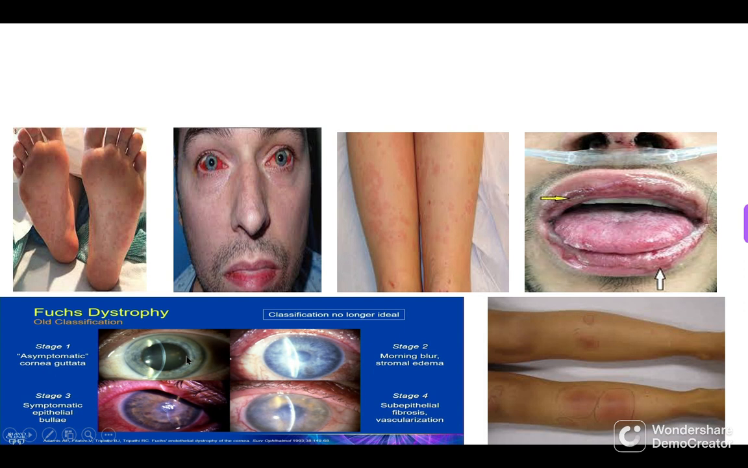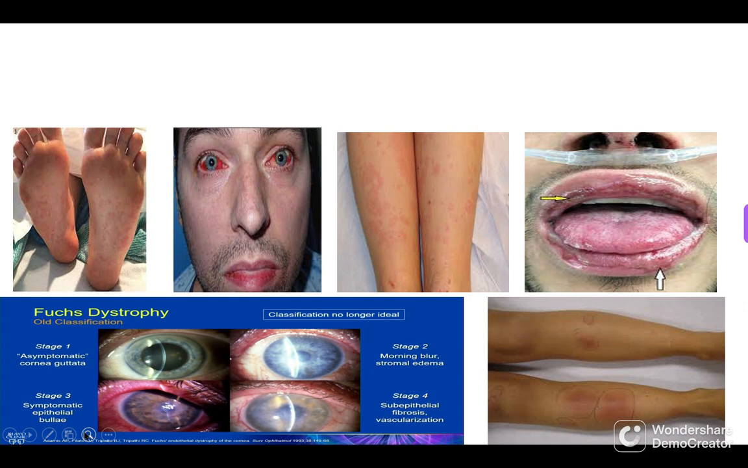And the Fox dystrophy is actually a classification no longer ideal, but the stage 1, 2, 3 means the eye is involved. The cornea is involved like this infection. And you can see that there is an asymptomatic, common cornea guttate type of reaction, and there may be the possibility of morning blurring, strong edema around it in the cornea. It is the keratitis, you can say, and stage 3, more severity is there.